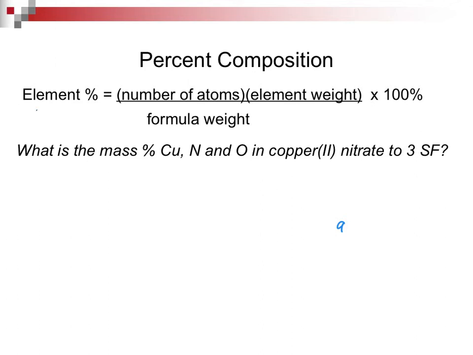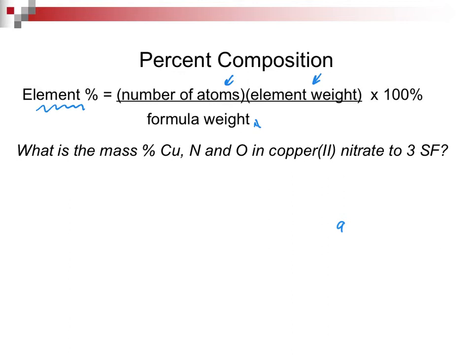So that is for any element that's in the formula. You take the number of atoms, you multiply it by the elemental weight, and you divide it by the formula weight and multiply by 100%. So how does that come about? Well, let's work the problem together, okay?